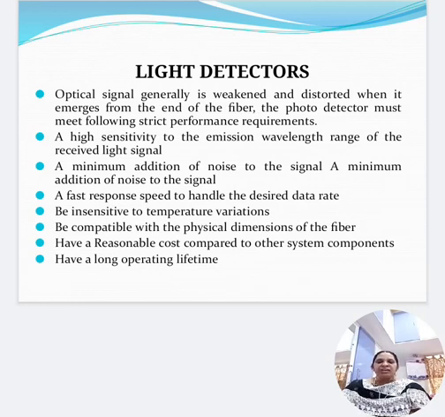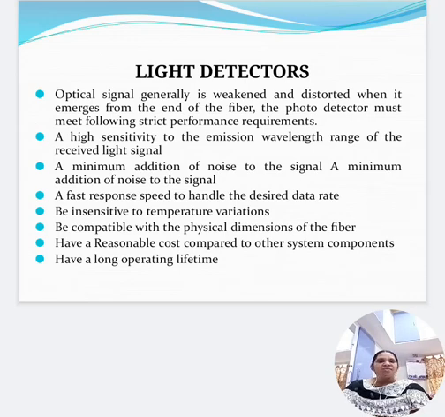Any light detector or optical detector which we are using in spectroscopic analysis should basically have very high sensitivity to the emission wavelength range of the received light signal, and a minimum addition of noise to the signal.